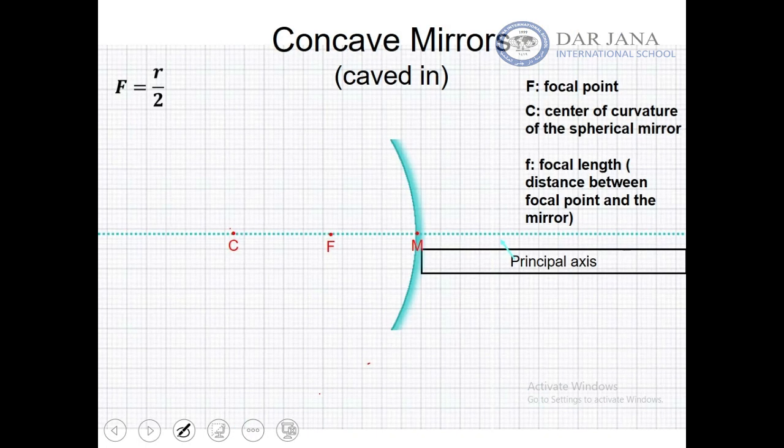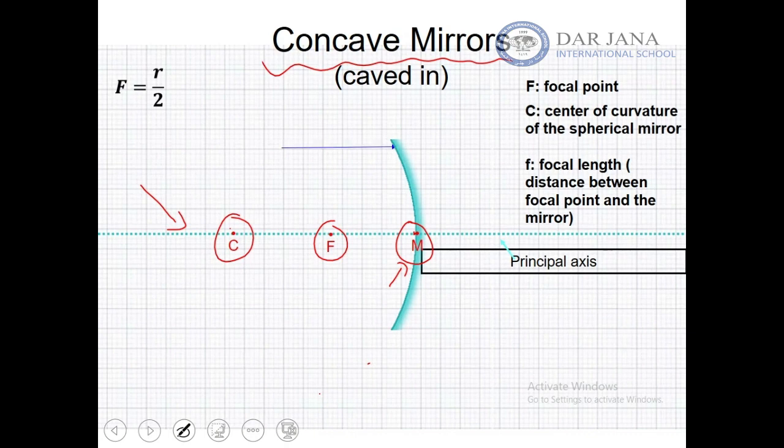Before starting with the cases, we will start with a general definition of the concave mirror. As we see here, this line is the principal axis. The principal axis, as a definition, is an imaginary line that's perpendicular to the mirror. On this line, we have 3 points lying on it: M, F, and C. Point M is the point of intersection between the mirror and the principal axis. Point F represents the focal point.